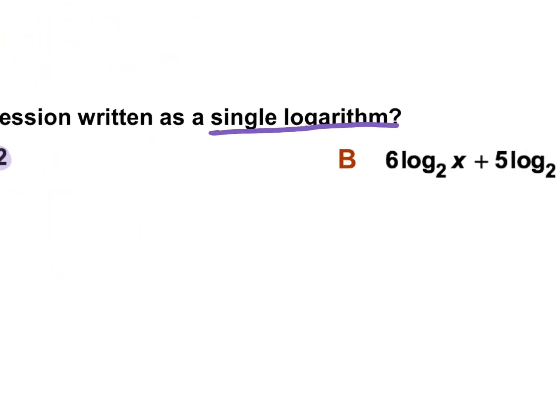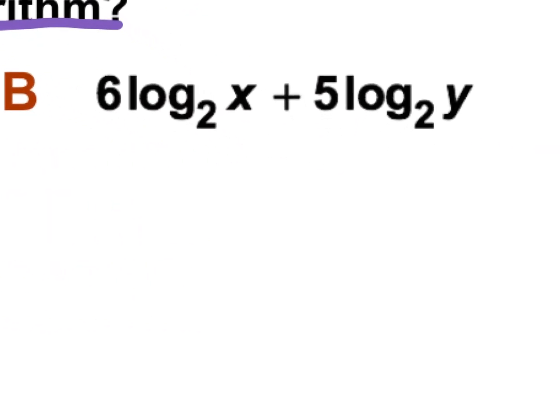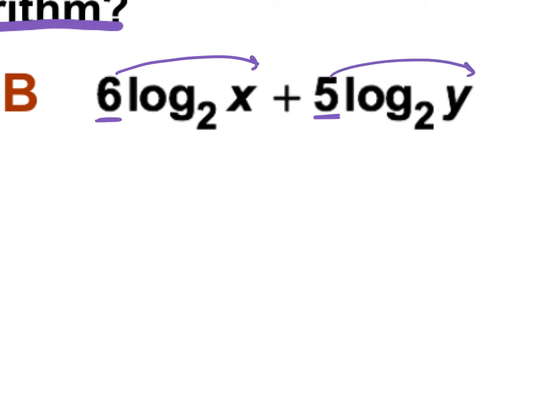All right, let's look at B. So here I have numbers in front of my logs, so that means I use the power property. So these become exponents. The numbers in front become exponents. So I would put it on top of the variable. So this now becomes log base 2 of x to the 6th power plus log base 2 of y, and what's my exponent there? The 5th power.